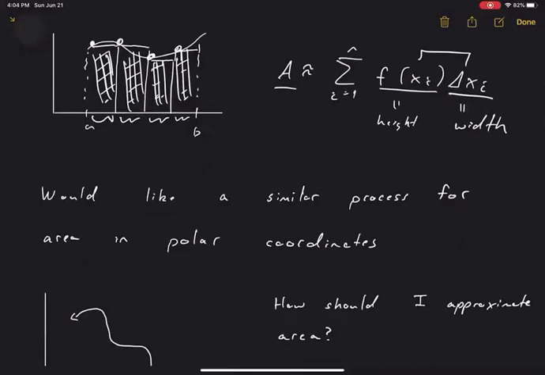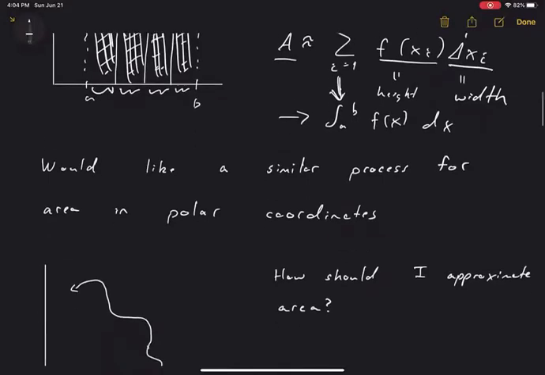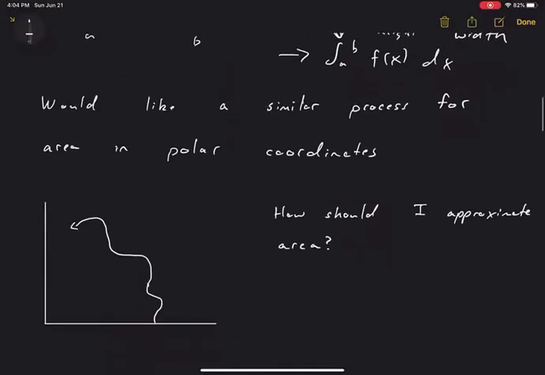And then we took the limit of everything, right? And it became an integral from a to b of f of x dx. So we took the limit as these distances went to 0. We made these rectangles thinner and thinner and thinner, and as we took that limit, it gave us the integral. So we're going to do a very similar process for areas in polar coordinates.